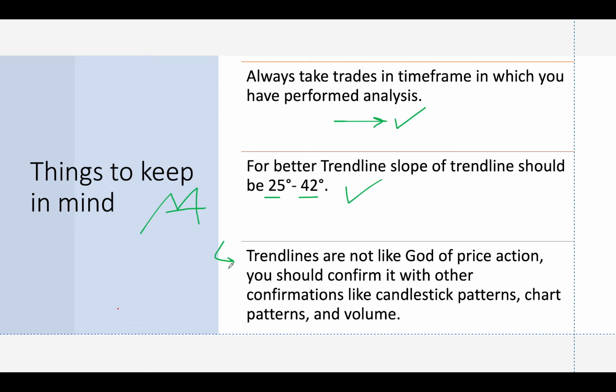The mistake people make is they think the trend line is the god of price action. It is not like that. The trend line is just a way to identify the trend of the market. You have to confirm with a candlestick pattern or some other pattern when price comes to the trend line and falls from there. Then you short the market from here, not here. You first have to confirm that the market is properly following the trend line at that point.